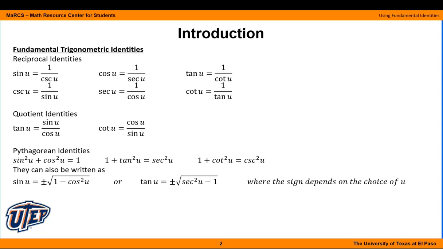The third group is the Pythagorean identities. These come directly from the Pythagorean theorem and are among the most commonly used identities in trigonometry. Notice that the first identity can also be rearranged to solve for sine or cosine when the other function is known. These alternative forms are especially useful when evaluating unknown trigonometric functions.